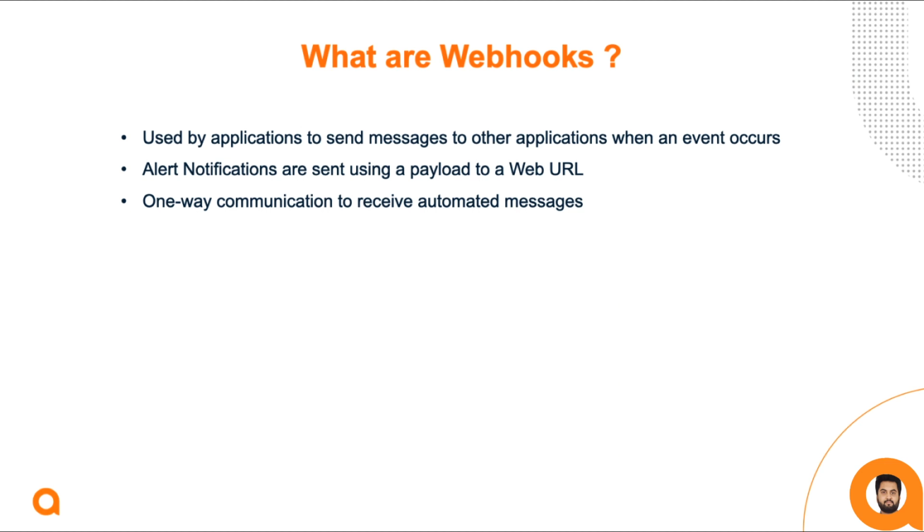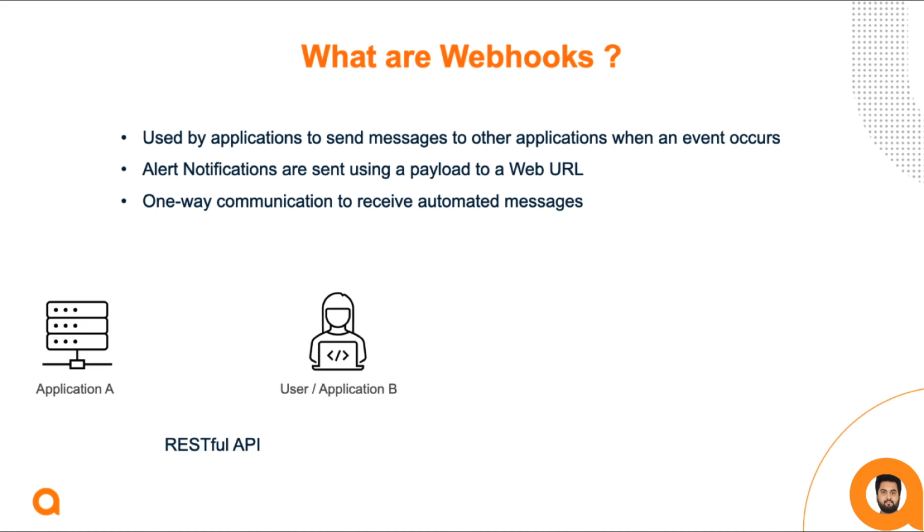Webhooks are used by applications to send automated messages to other applications when an event occurs. They can be described as automated event or alert notifications sent to an application or a web URL. Let us compare webhooks with a RESTful API. RESTful APIs are mainly used to pull data from an application, where an application or a user needs to ask or pull each time information is needed. An appropriate response is sent as a result of this polling request.